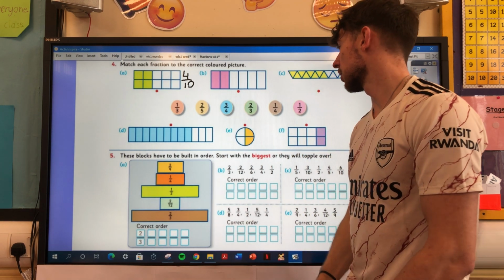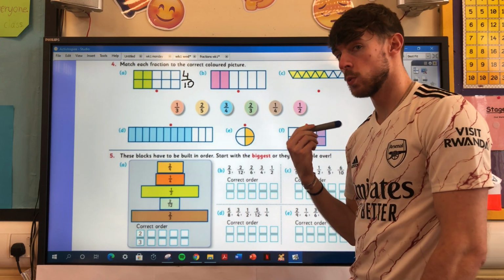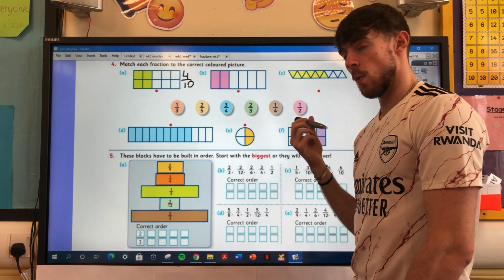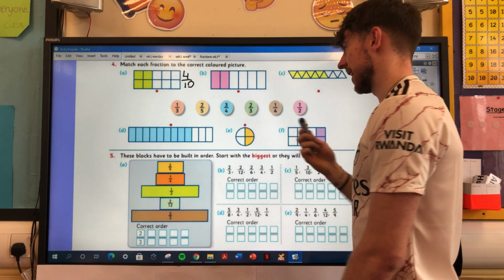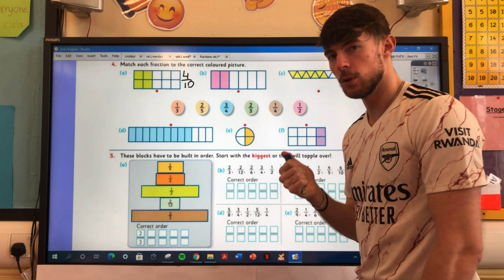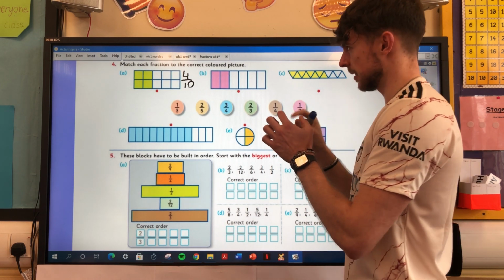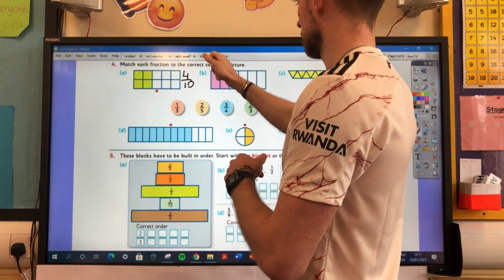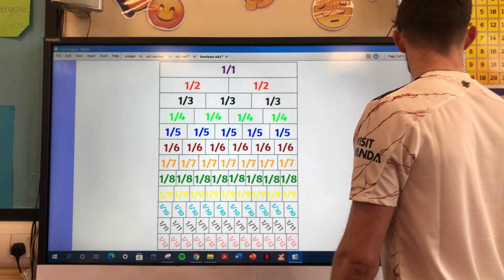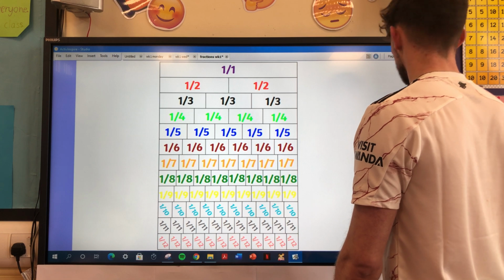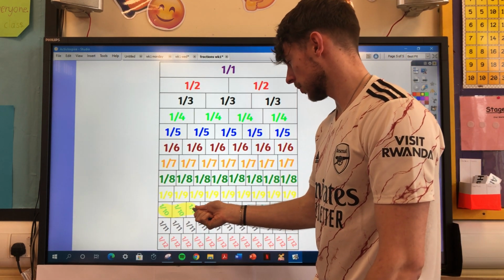Okay, now can we see 4 over 10 anywhere along here? No, we can't. So what are we going to do? We're going to convert that and see if we can get an answer here. Okay, so 4 over 10. Can we break it down any smaller? So we go back to our fraction wall. So 4 over 10. So let's count 1, 2, 3, 4.